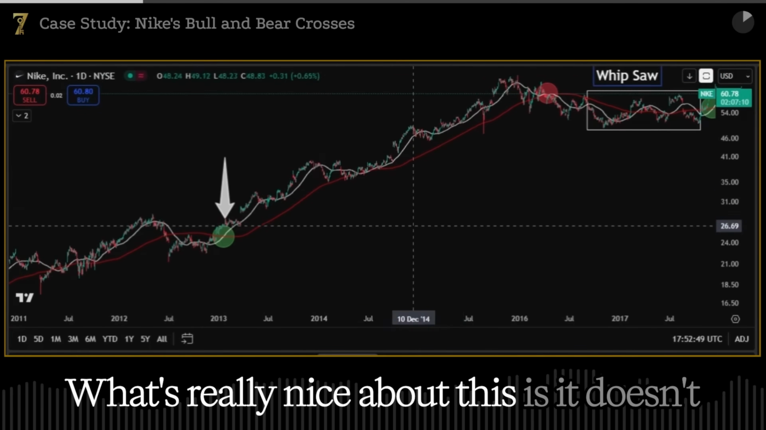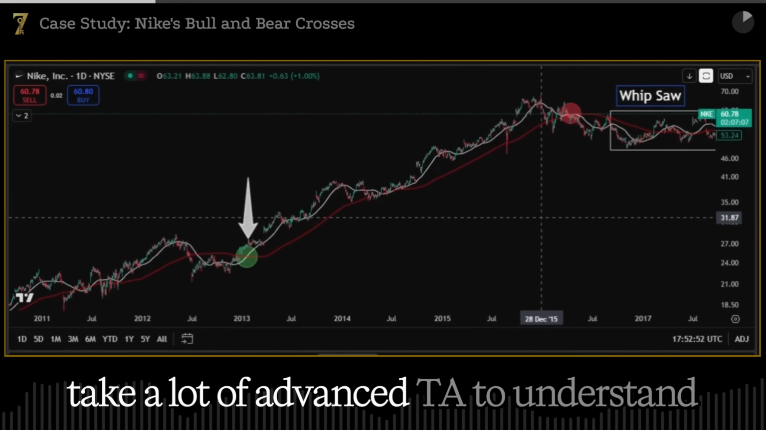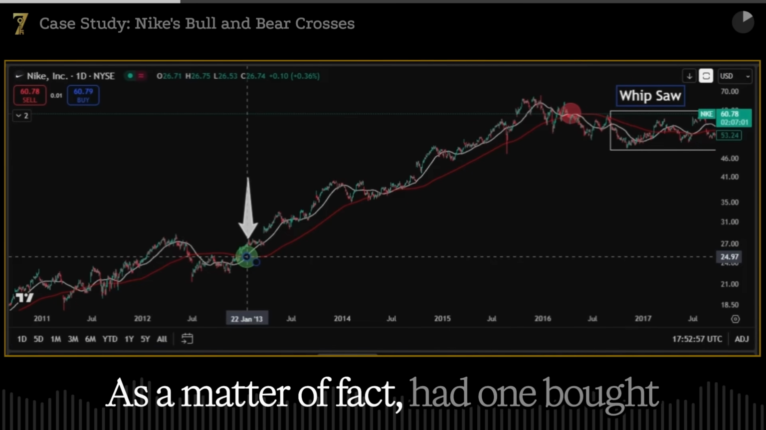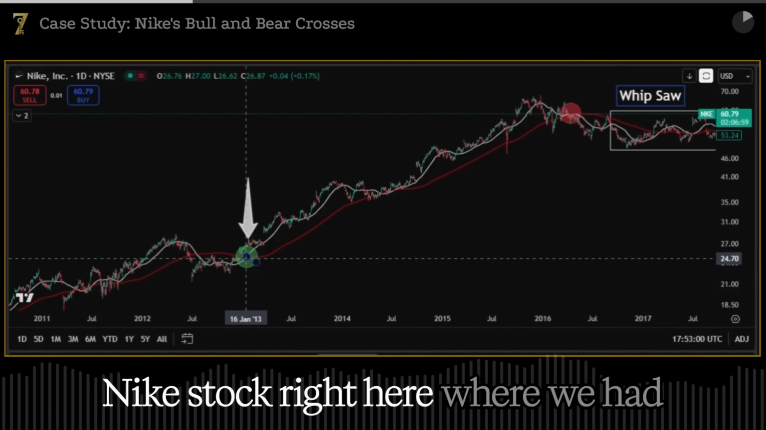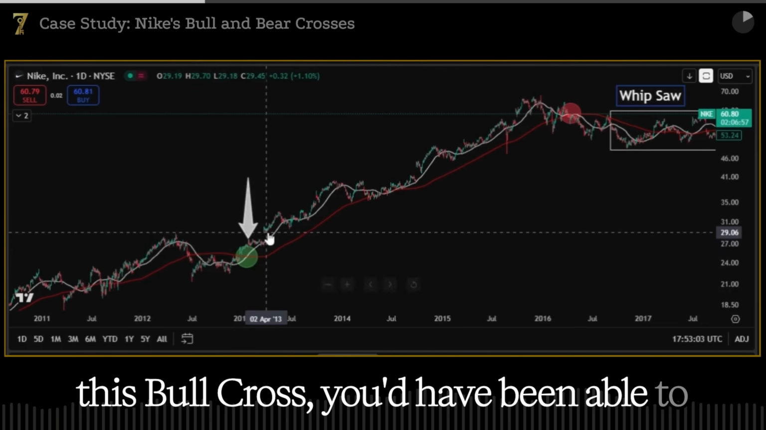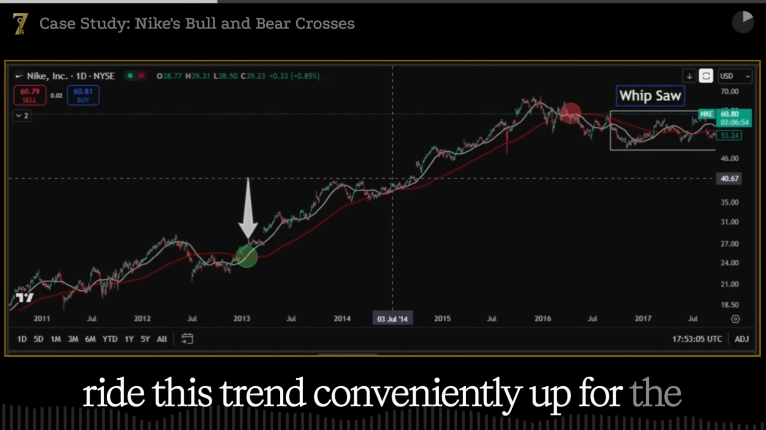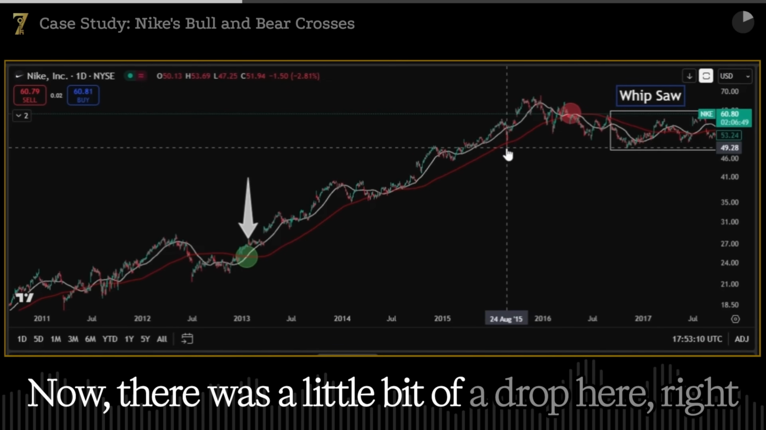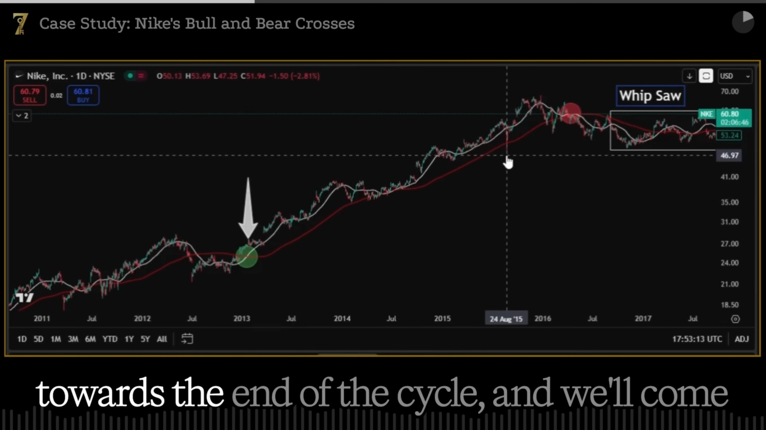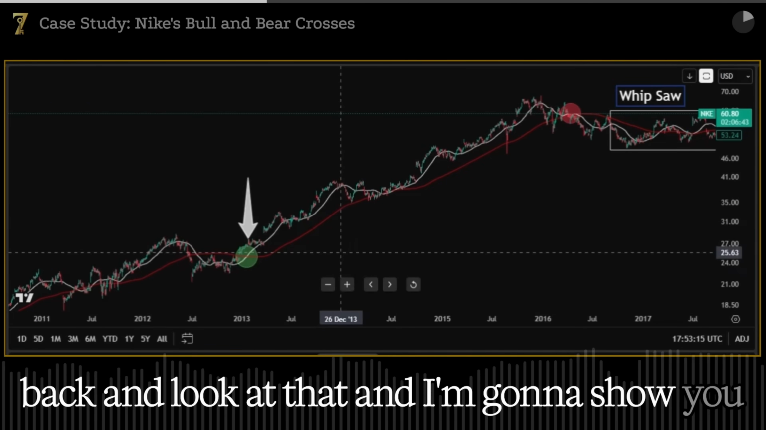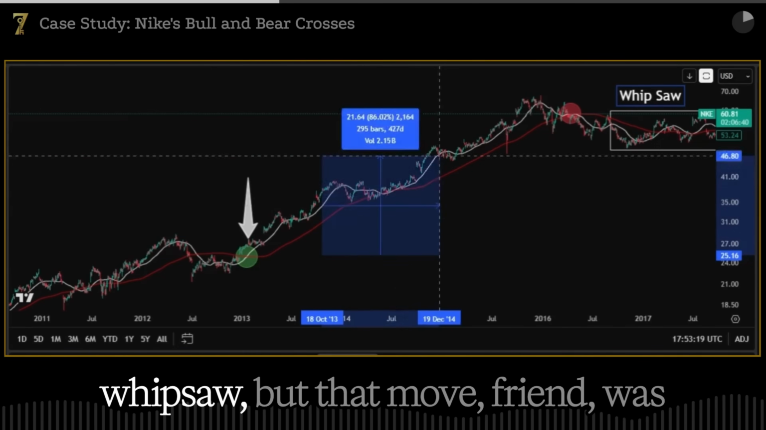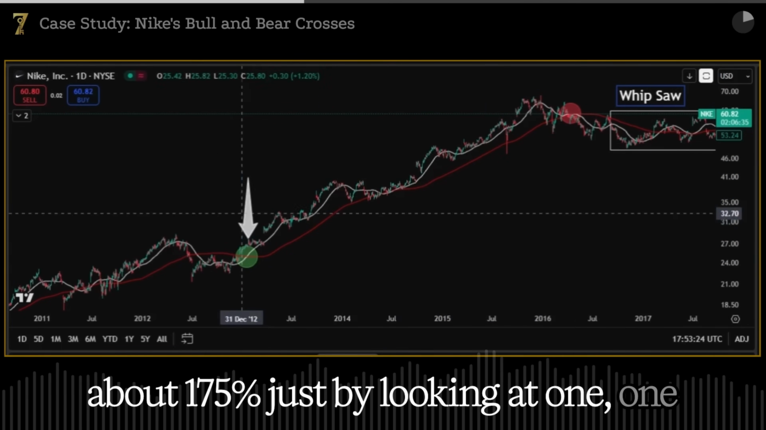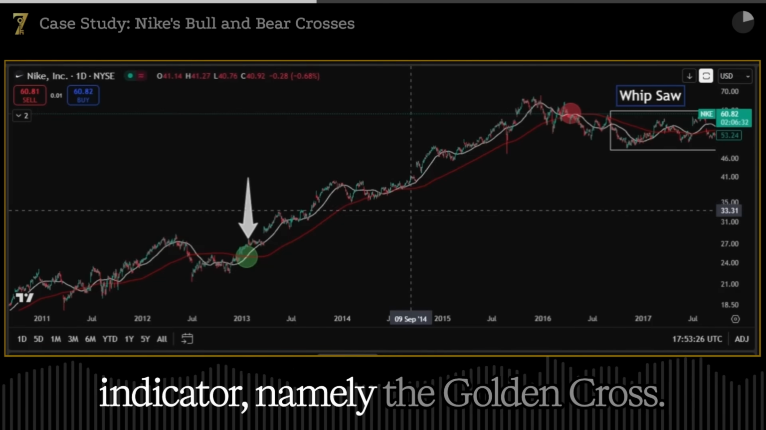What's really nice about this is it doesn't take a lot of advanced TA to understand that this is actually a bullish trigger. As a matter of fact, had one bought Nike stock right here, where we had this bull cross, you'd have been able to ride this trend conveniently up for the next 1, 2, and yes, even 3 years. Now, there was a little bit of a drop here right towards the end of the cycle, and we'll come back and look at that, and I'm going to show you how you can eliminate that type of whipsaw. But that move, friend, was about 175% just by looking at one indicator, namely the golden cross.